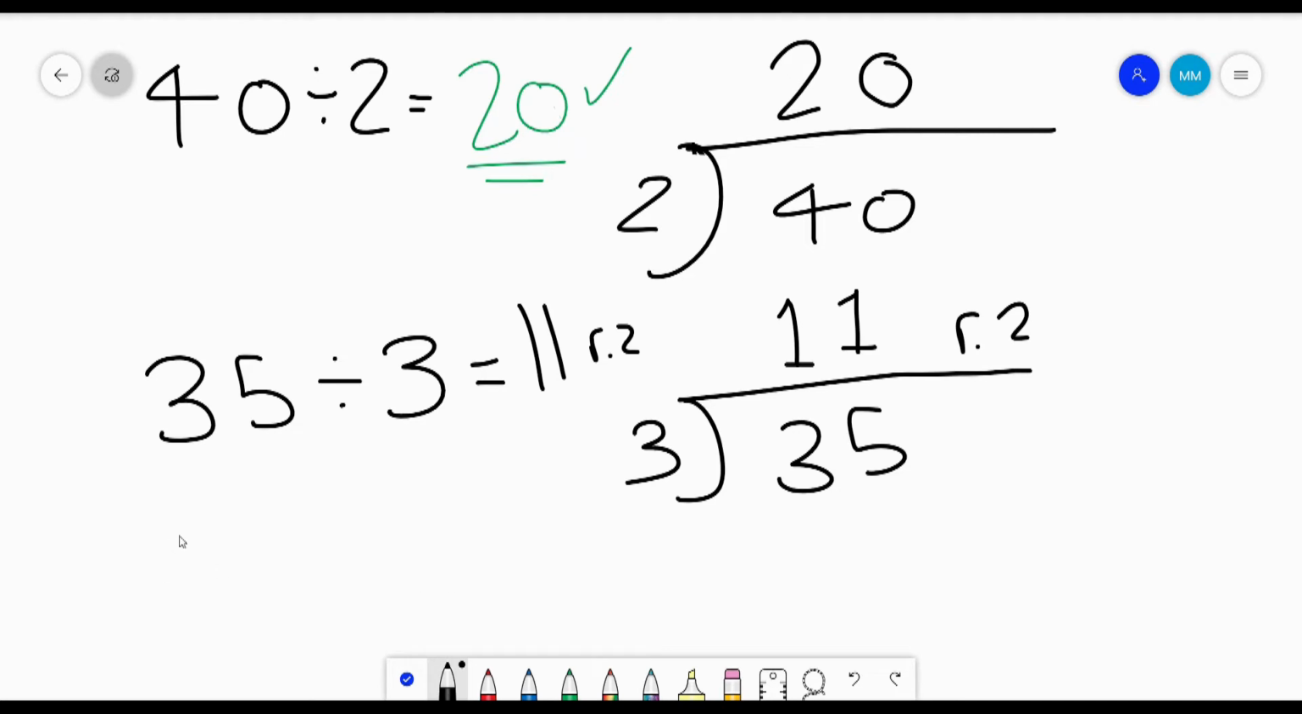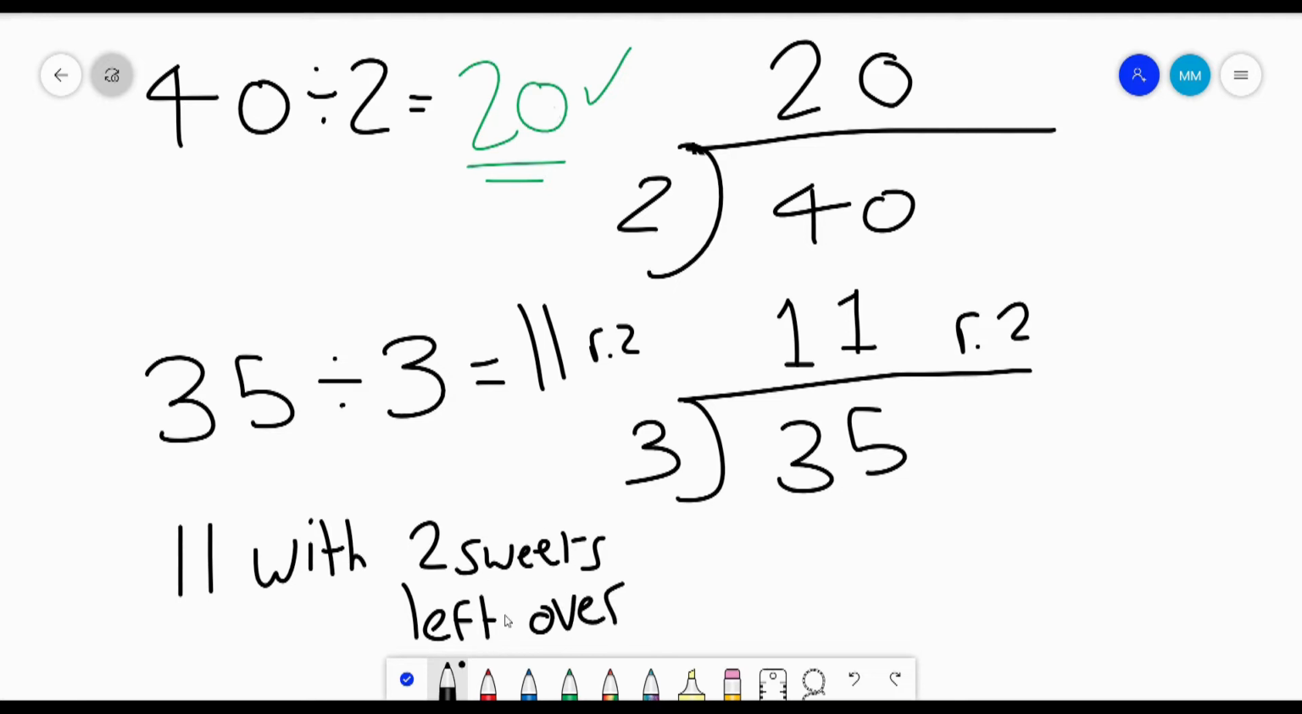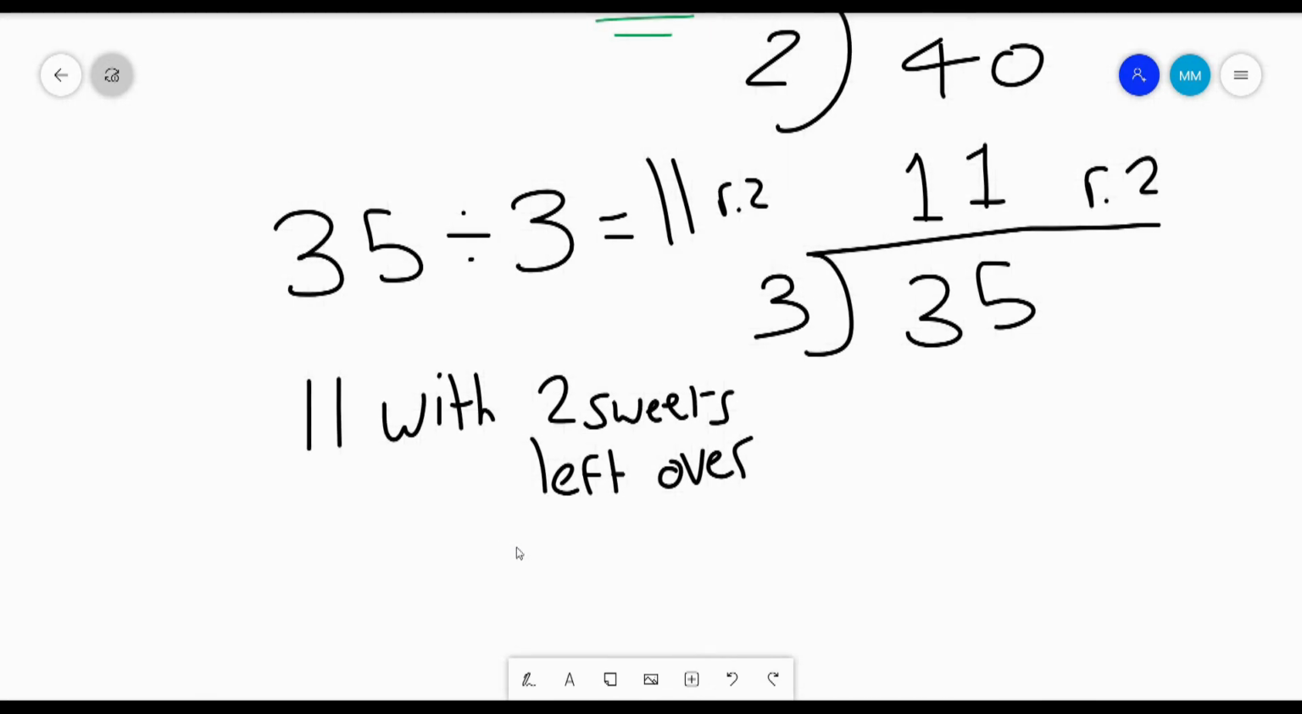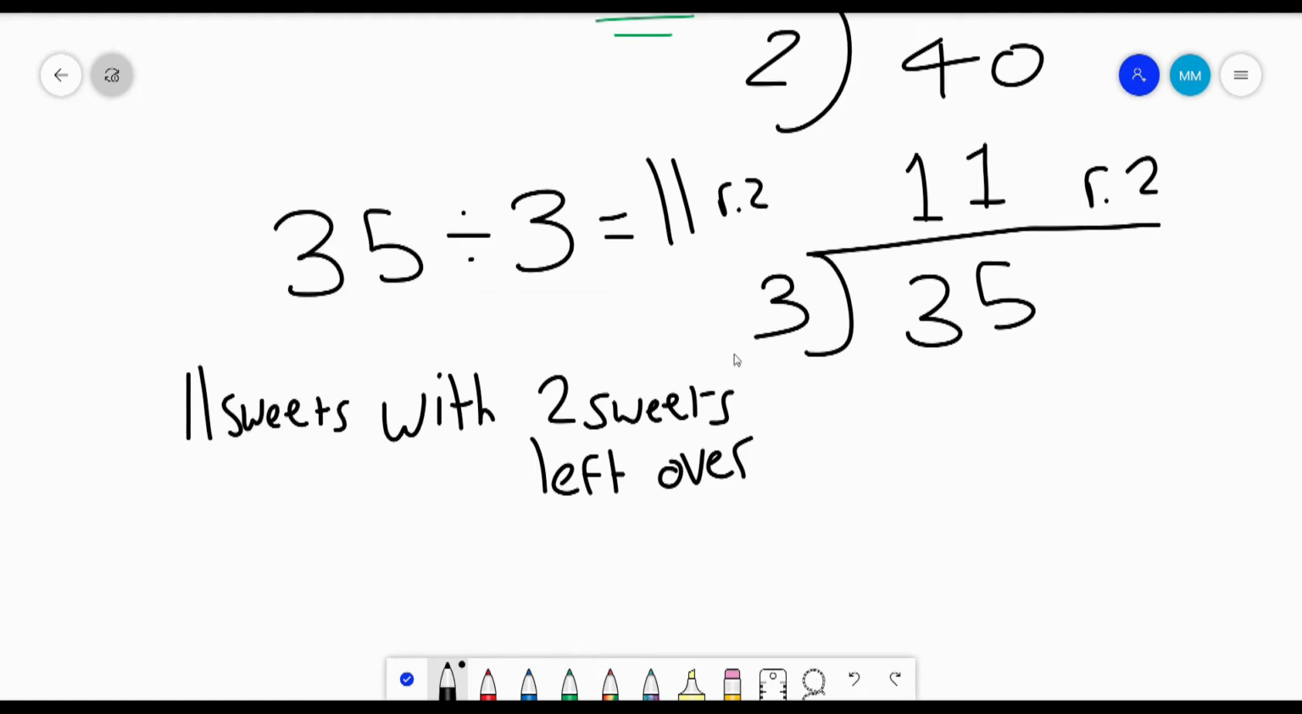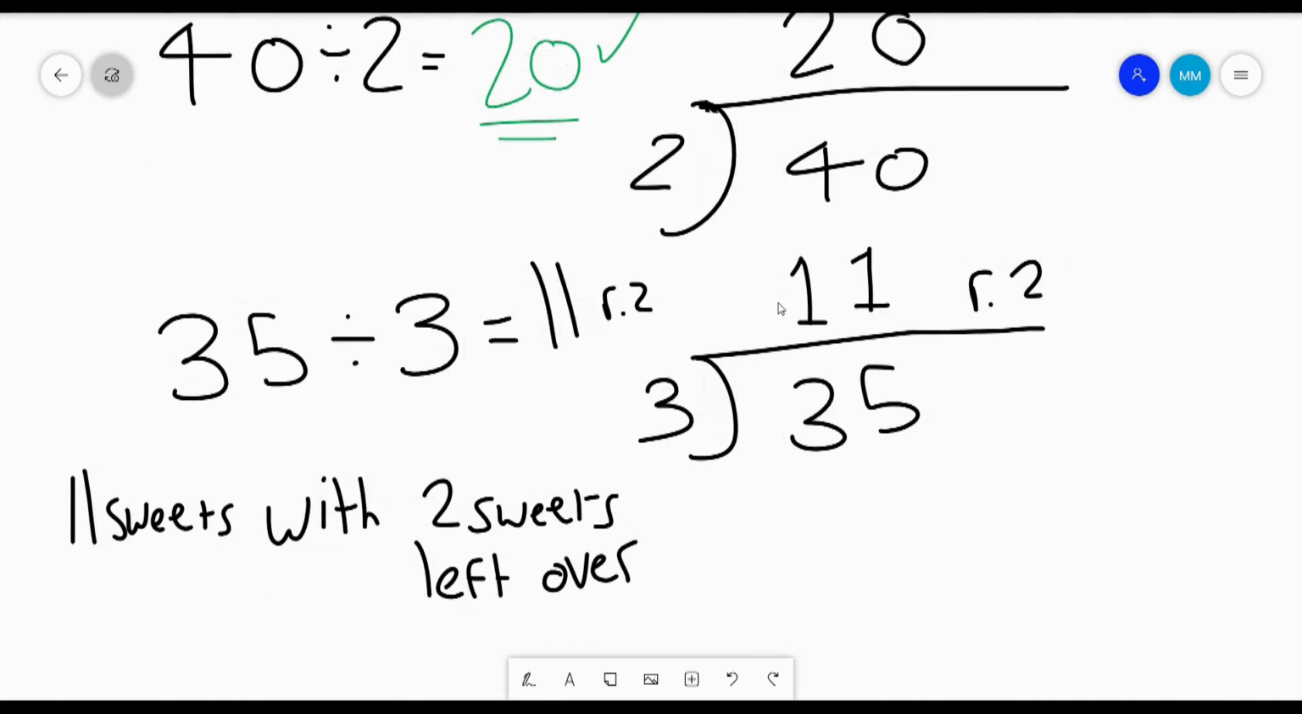Or you might have to say 11 with, I don't know, if it's sweets divided up between 3 people, with 2 sweets left over. If it actually mentions it's something like sweets, you need to make that specific in your answer. So let's do this properly. We might say the answer is 11 sweets with 2 sweets left over, if we were dividing 35 sweets between 3 people. So that's a remainder version of the problem.